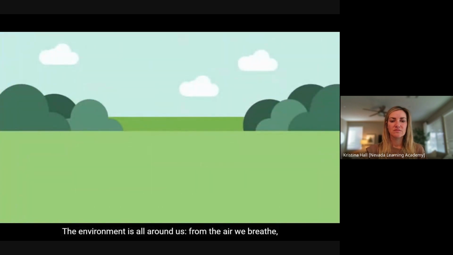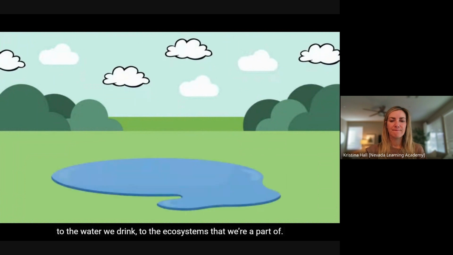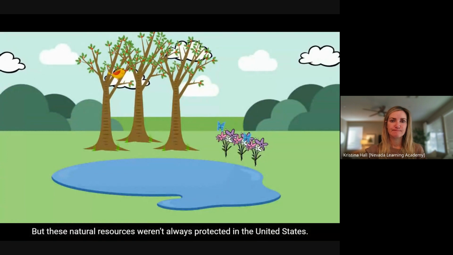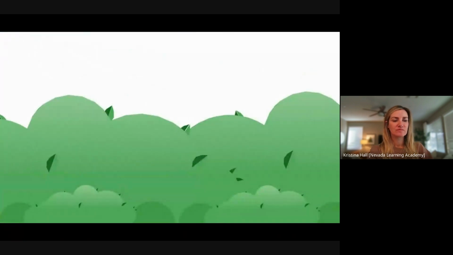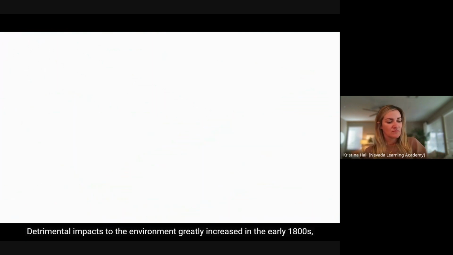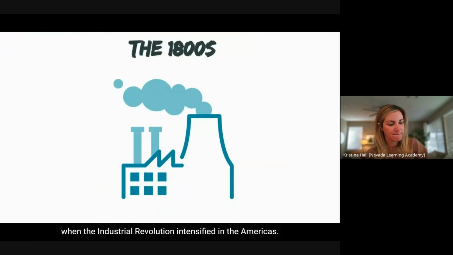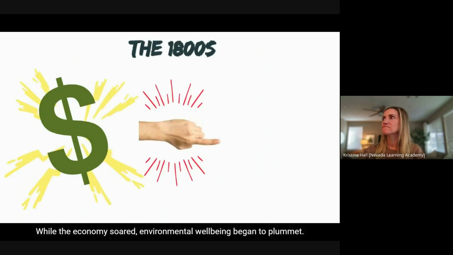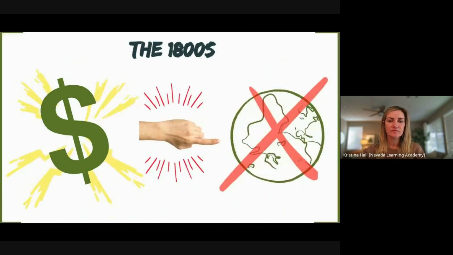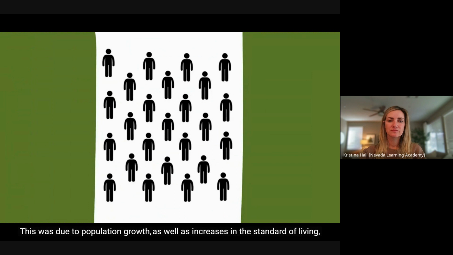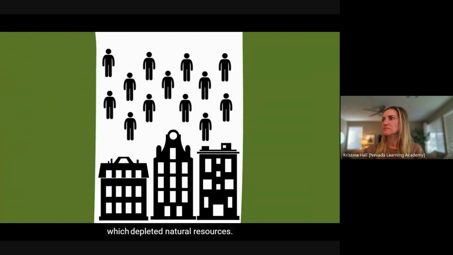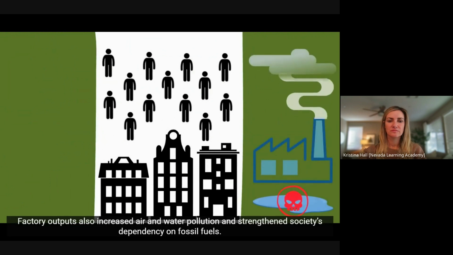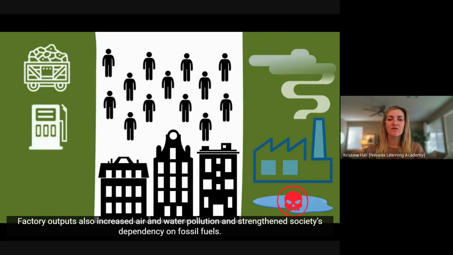The environment is all around us. From the air we breathe, to the water we drink, to the ecosystems that we're a part of. But these natural resources weren't always protected in the United States. Detrimental impacts to the environment greatly increased in the early 1800s, when the Industrial Revolution intensified in the Americas. While the economy soared, environmental well-being began to plummet. This was due to population growth, as well as increases in the standard of living, which depleted natural resources. Factory outputs also increased air and water pollution and strengthened society's dependency on fossil fuels.